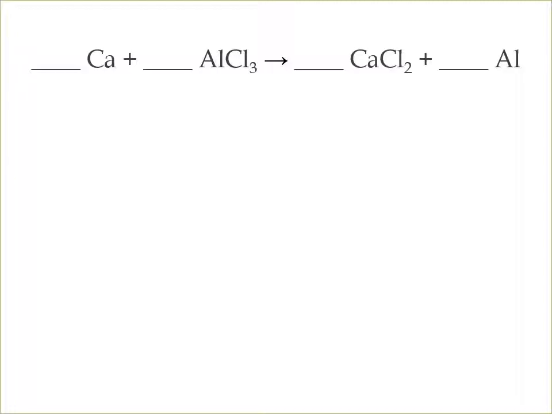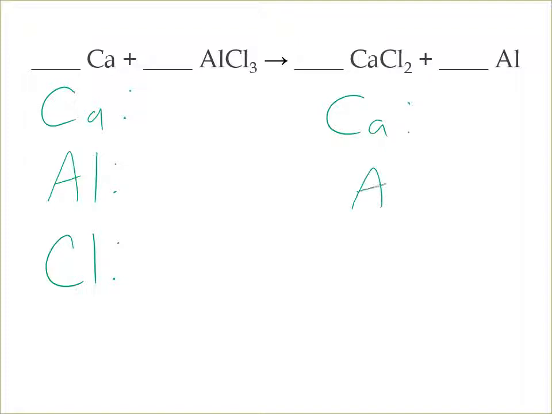A little bit different look with this. Now we have 2 reactants and 2 products, where before it was either 1 of each and then 2 of the other. Doesn't matter, same step. Ca on the left, Al, and Cl on the left. Ca, Al, and Cl on the right.